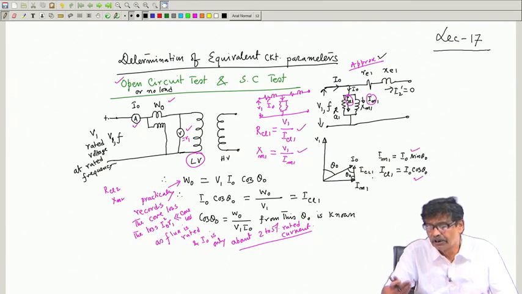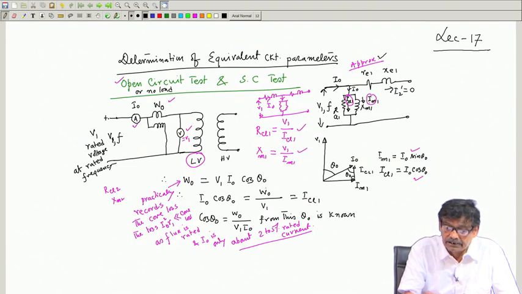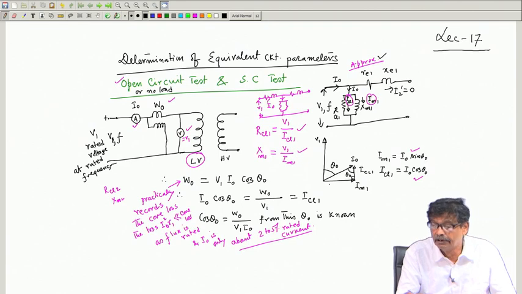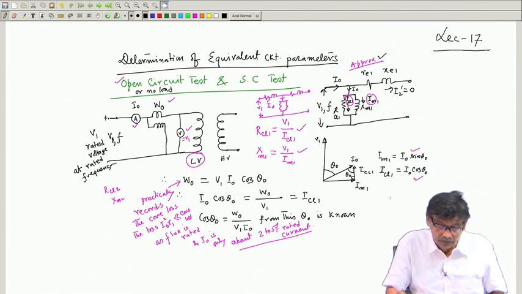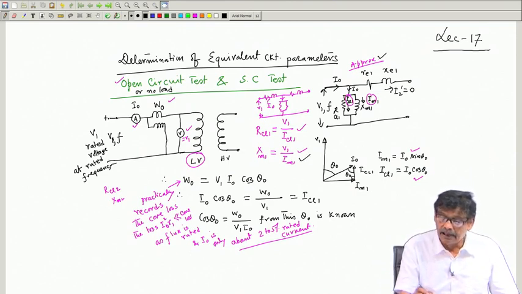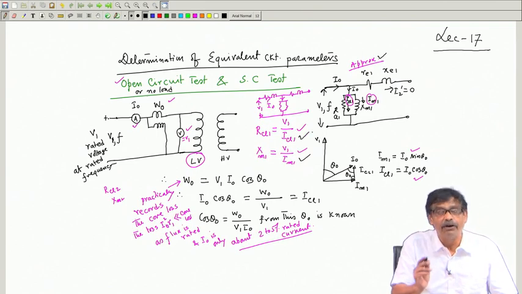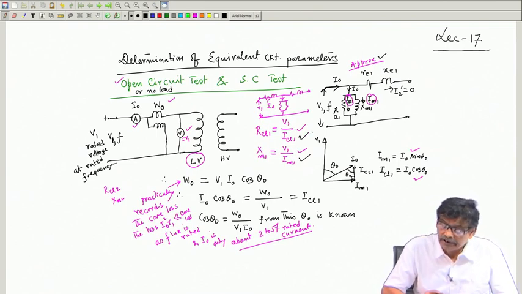So, there is a shortcut way. I naught is known, and theta naught is the power factor angle, which I can calculate from the wattmeter reading: cos theta naught I will calculate. Then, from this triangle I can calculate the magnetizing current, this current and this current. Once this current is known, V1 by Im will give you Xm. Okay. So, here I have written V1 by Im will give you Xm and V1 by Icl will give you Rcl.